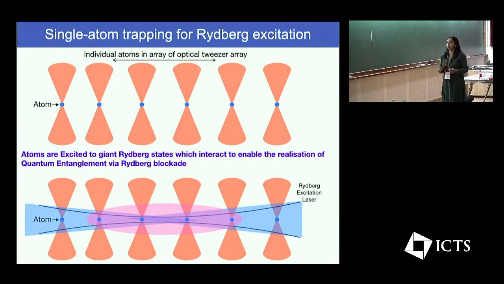So the idea in the experiment is to have an array of optical tweezers with individual atoms trapped in them, and then excite them to the Rydberg state. And as I had explained a few slides ago, create quantum entanglement between them, have individual Rydberg atomic qubits, and realize a quantum network of these Rydberg atomic qubits, to work towards building an array of Rydberg atomic qubits to create a quantum network and eventually a neutral atom quantum computer.